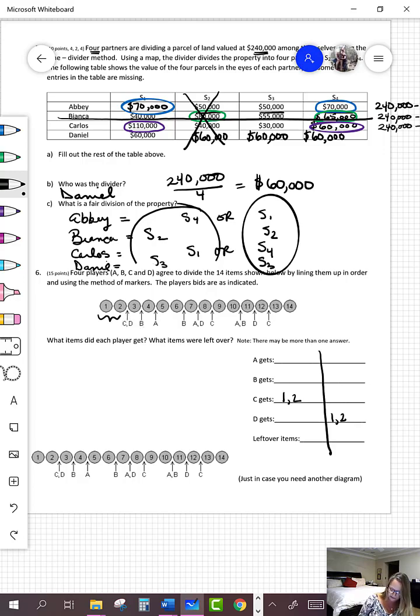So C is going to go away here. Now we want to look at where is the first marker that comes up after everybody's first marker. Okay, so B here is the first person to come up for the second marker. And so we're going to give B what's in between, this first marker place and the second marker place. So we're going to give B, in this case, 4, 5, and 6. Okay, so B goes away.